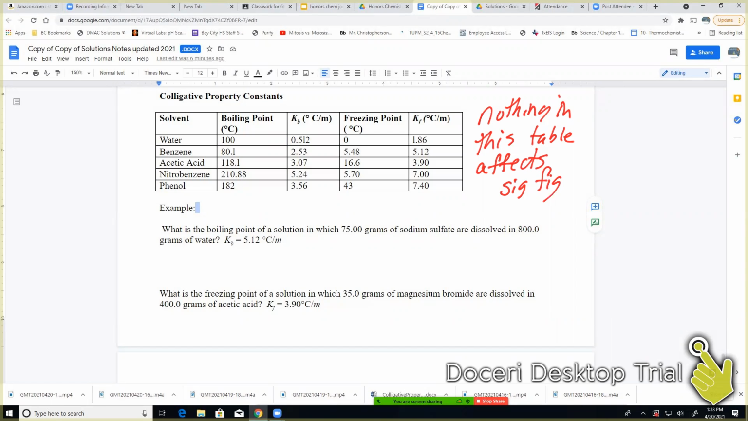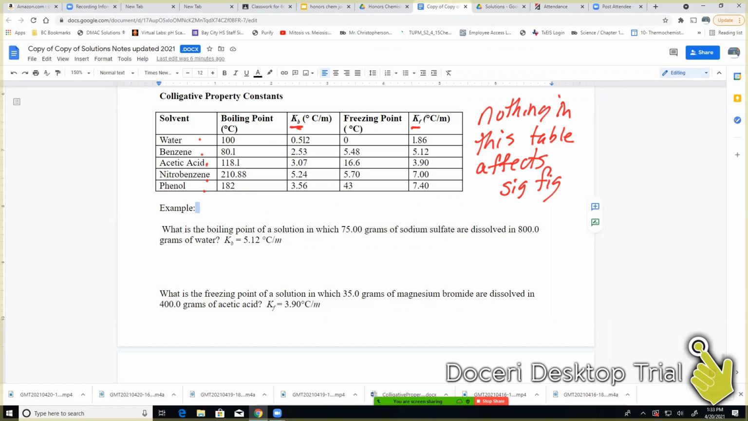You'll notice these are where you would get your Kf or your Kb, depending on what your solvent was. The temperatures are in Celsius because the Kf and the Kb that we're using happen to be in degrees Celsius. There's probably another table of Kfs where the temperatures are in Fahrenheit, but this one happens to be in degrees Celsius. All right, let's look at a couple of problems, and if we run out of time, I'll finish working these problems on the YouTube channel.